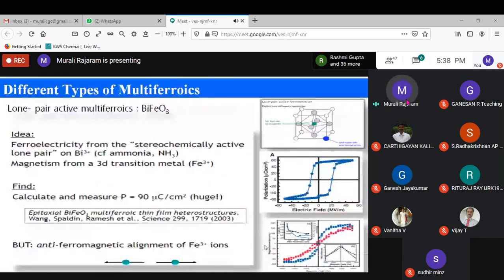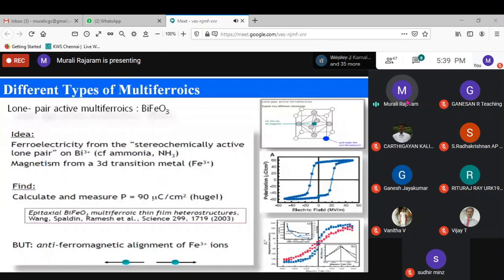As I said before, I'm going to focus on bismuth ferrite, because it's very interesting, having around 90 microcoulomb, which is quite huge. In the bulk, it has antiferromagnetic alignment of spins. But if you grow it as a thin film, you can have a huge polarization. So people started working on thin films or nanoparticles of bismuth ferrite, where you can have a ferromagnetic polarization.